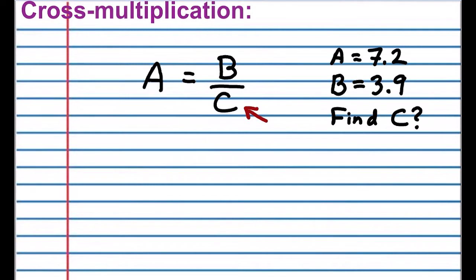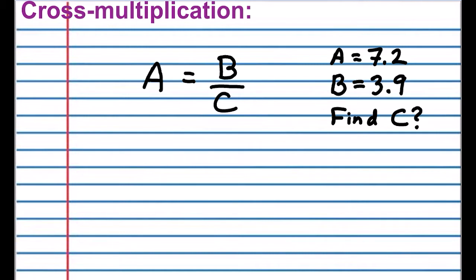So what I really want is an expression that says c equals something, and instead I've got an expression that says a equals b over c. So I need to use cross multiplication to create an equation of this form. So how do I do that? Well, first of all, I've got c here on the bottom, and I'd like to move it to the top so that I can eventually rearrange things to get just an expression of c equals other stuff.